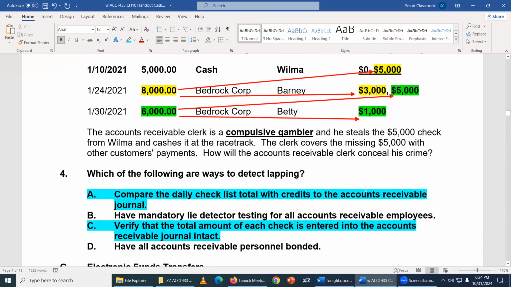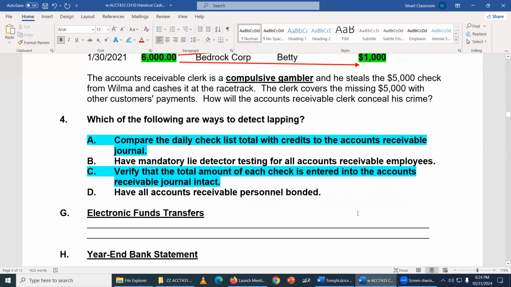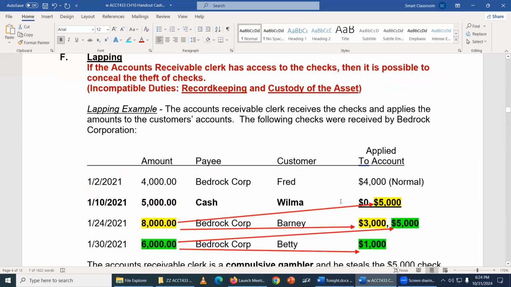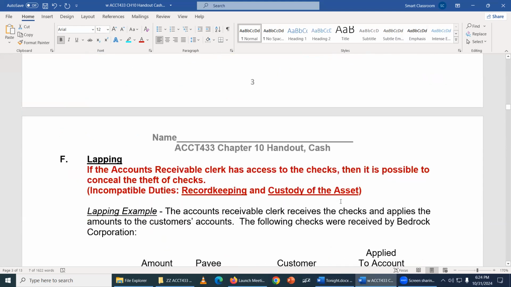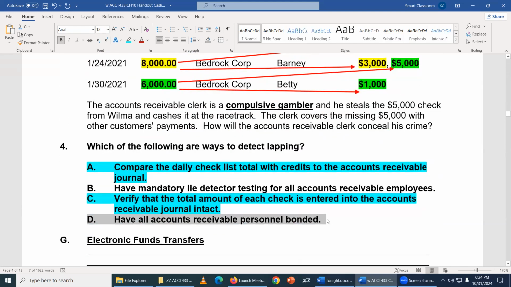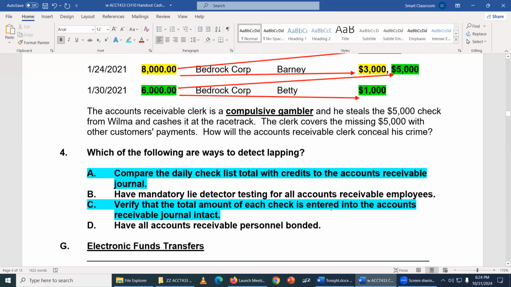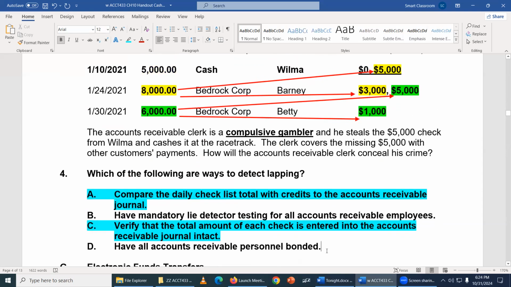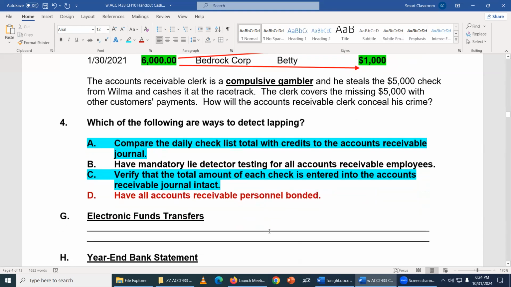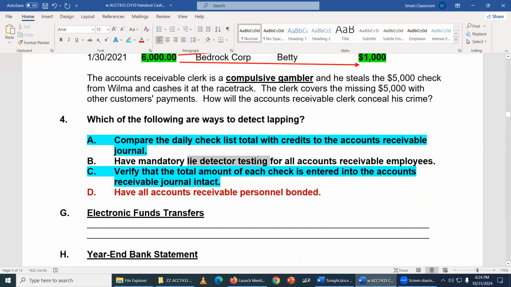Lie detector tests don't really do anything. And bonding, do we talk about bonding? I think we did. Bonding helps, it gives background checks, but if this is somebody who doesn't have a record, it won't help. And it won't help actually finding lapping. This is more preventative if somebody committed a crime earlier. It's not a bad thing to have because of the background checks, but it's not going to help in identifying. And lie detector tests are almost worthless. Okay.